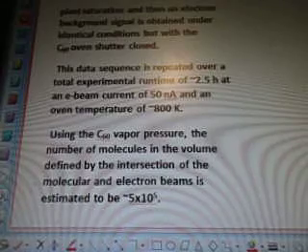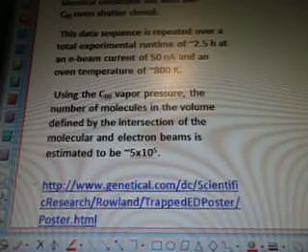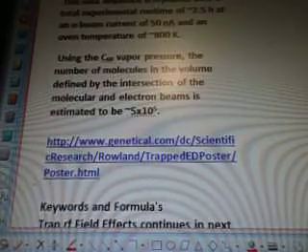Using the C60 vapor pressure, the number of molecules in the volume defined by the intersection of the molecular and electron beams is estimated to be about 5 times 10 to the power 5. And again, that's from the blog www.genetical.com.